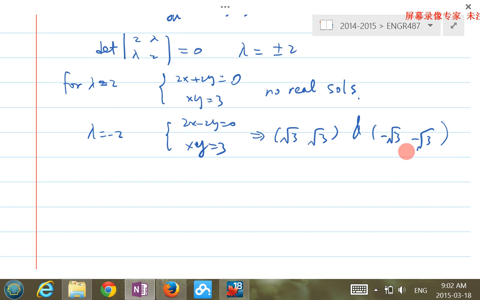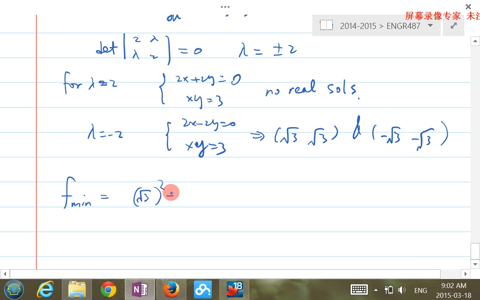That's basically the local minimum location. Then you can calculate the actual minimum value: √3 squared plus √3 squared, or the other one. It gave us 6.